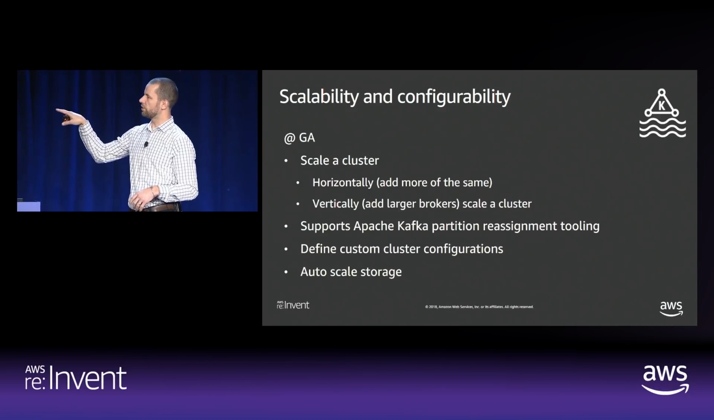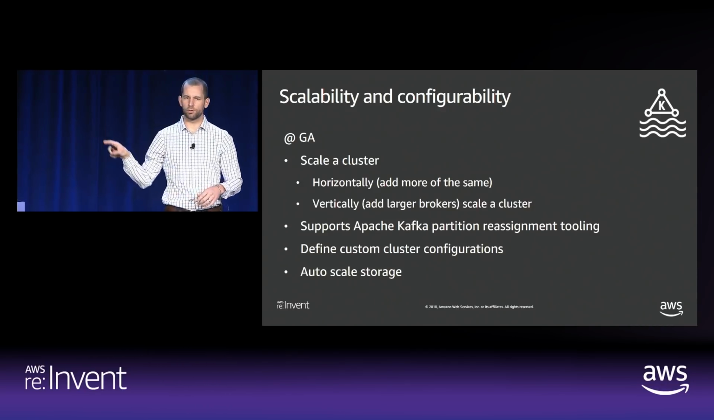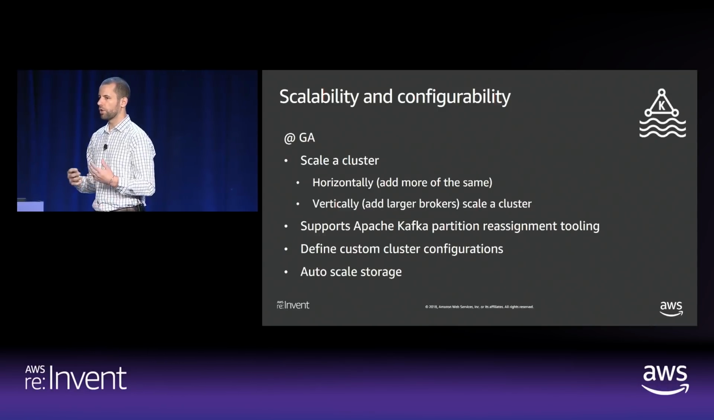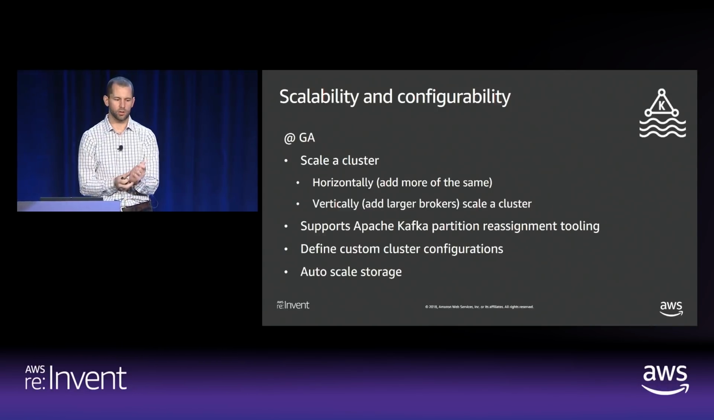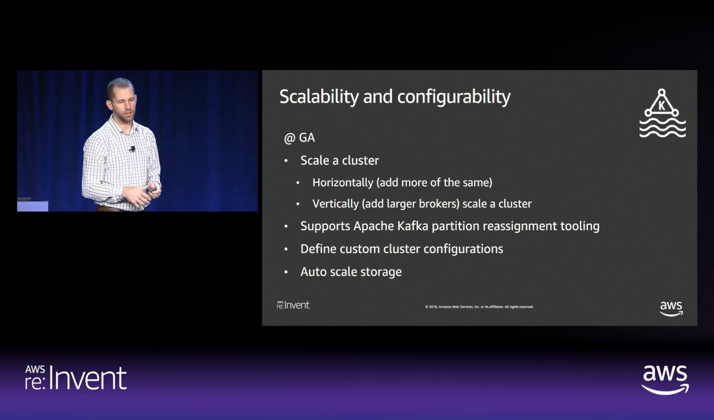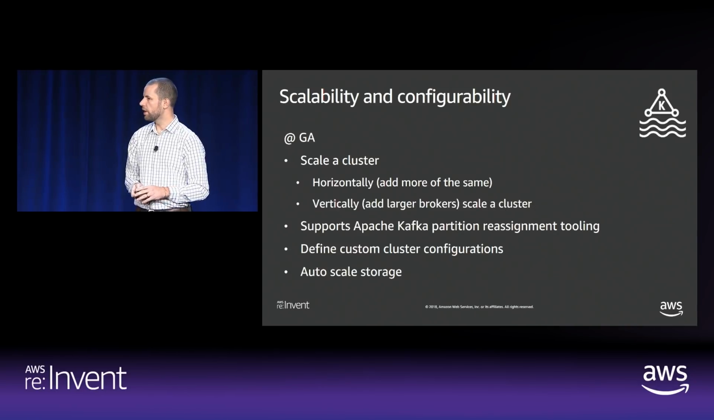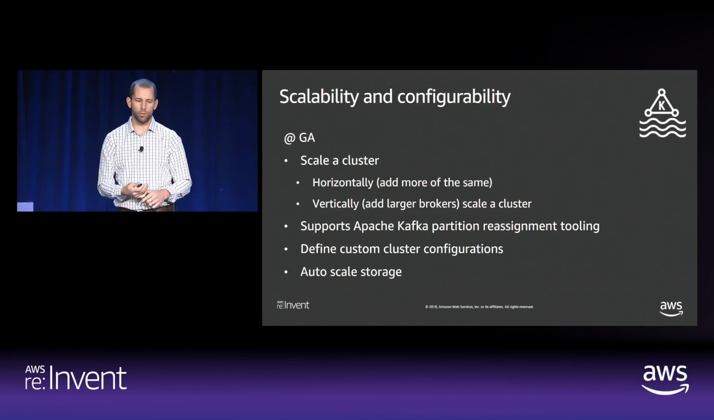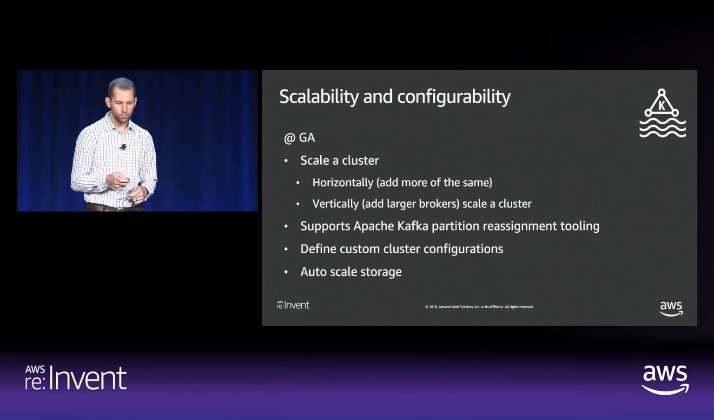This shouldn't necessarily be in GA because the partition reassignment tooling works today. All of the Kafka APIs work today out of the box. I know that might be a question top of mind. We are fully compatible with Apache Kafka version 1.1.1. So that means if you have clients that are running, they should continue to work with the service.